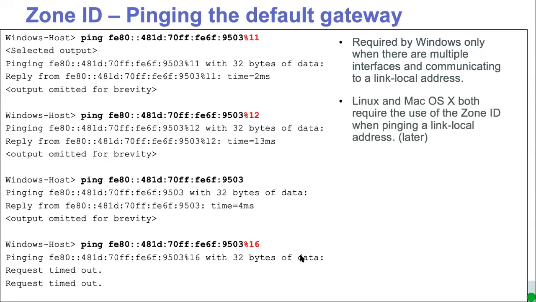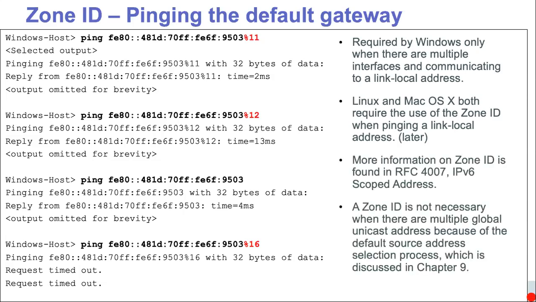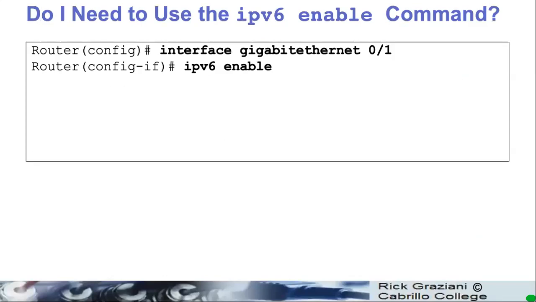Okay, so this is Windows. To know about Windows, pinging a link local address, the zone ID is optional. You can specify whether you want the wired or wireless if you have multiple interfaces. Remember, that's what the zone ID is all about, having multiple interfaces. We'll talk more about that a little later as well.